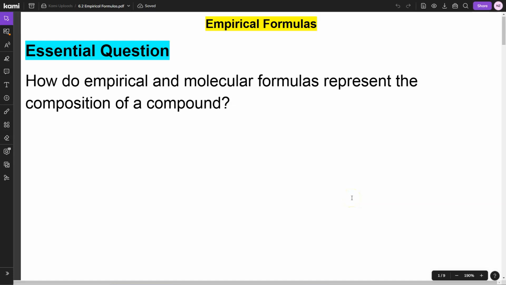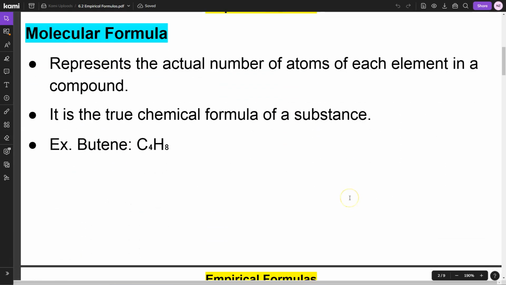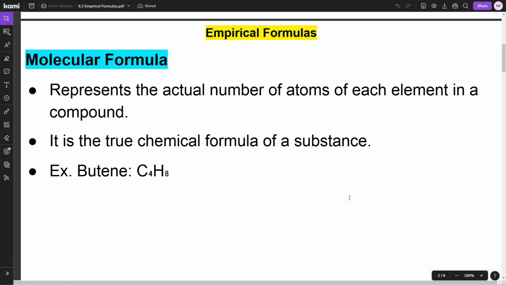In this video, we're going to go through empirical and molecular formulas. The essential question that we're going to answer is, how do empirical and molecular formulas represent the composition of a compound? So let's begin by talking about molecular formulas. So you've seen these before.